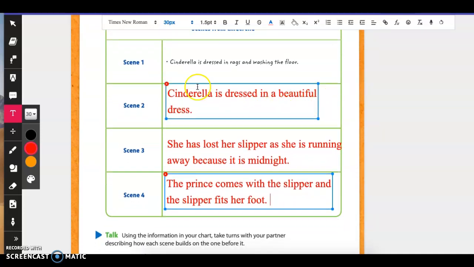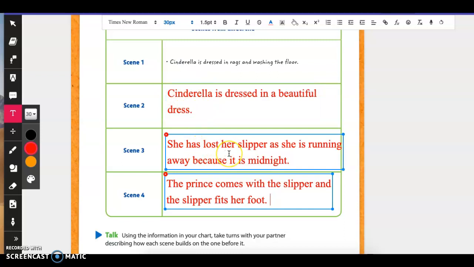Now, because she gets a beautiful dress and can go to the ball, in scene 3, we see that she is at the ball, but she has lost her slipper and she is running away because at midnight her dress will turn back into the rags. And because she lost her slipper in scene 3, the prince is able to find her. He comes with the slipper and puts the slipper on her foot and it fits perfectly. That is how each scene builds upon the next. Because of what happened in scene 1, the things in scene 2 can happen, and because of scene 2, the things in scene 3 can happen, and so forth.